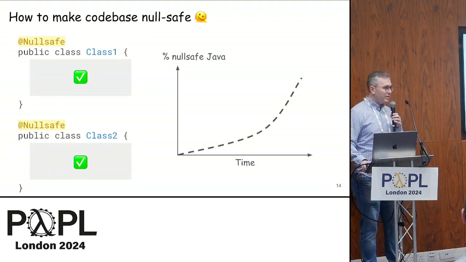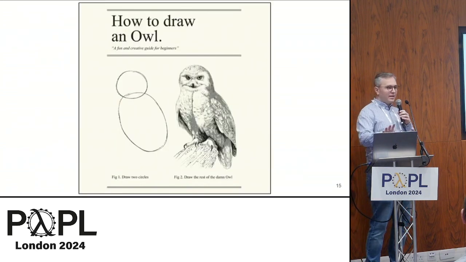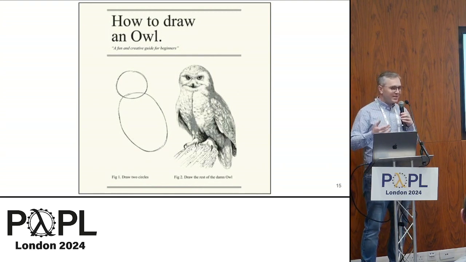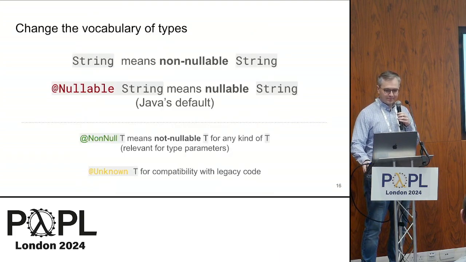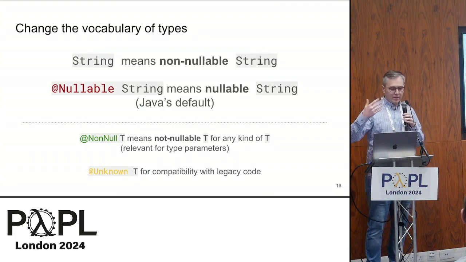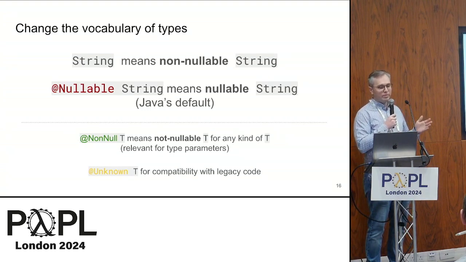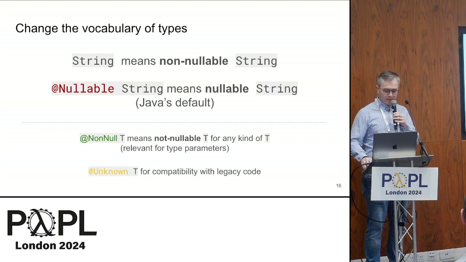And I mean, this plan may seem a little bit like this meme, but nevertheless, this idea, I pitched it, it landed well, and with a few collaborators, we started working on it. So to do this, we had to change the vocabulary of types. String now means non-nullable string, and nullable string means, you know, the default Java nullable string. We also had non-null and unknown, but I will get to them later.